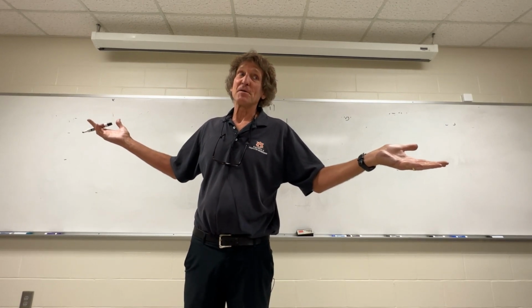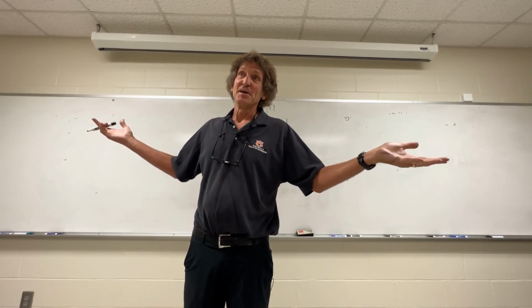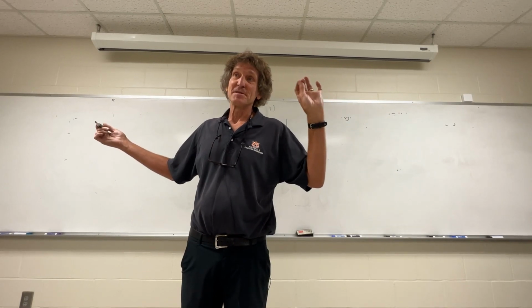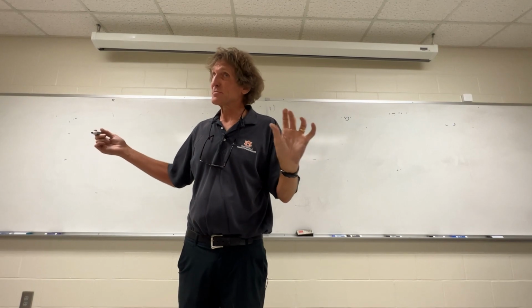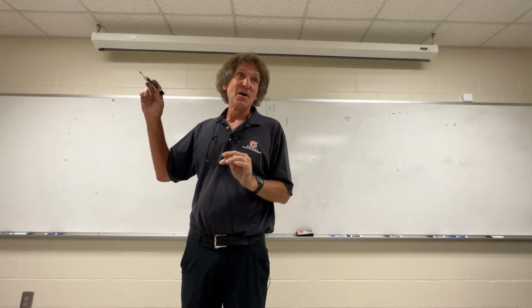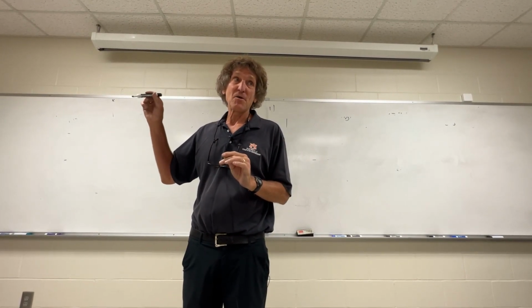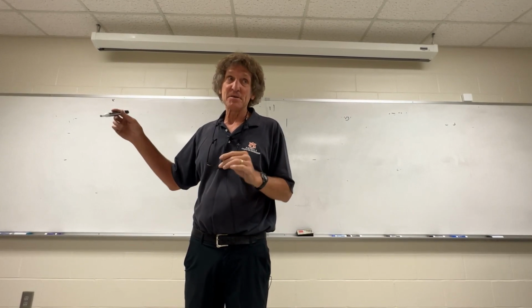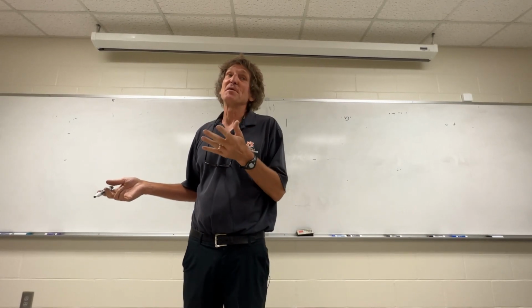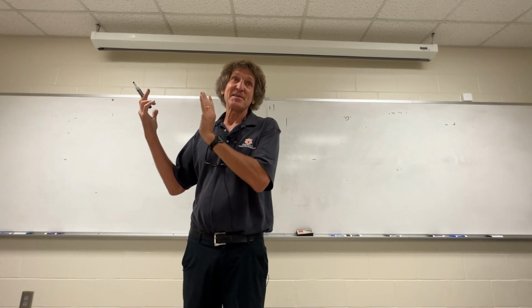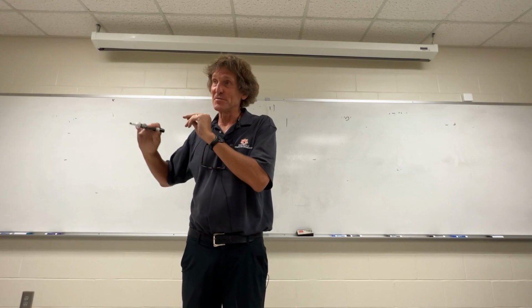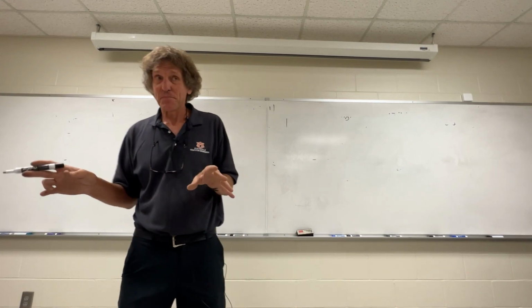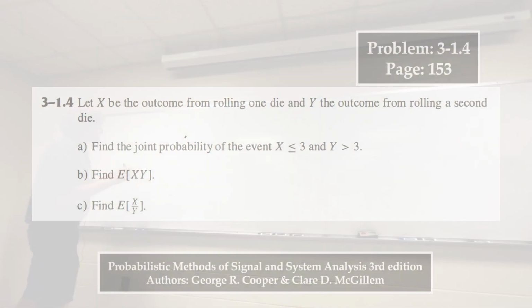Rayleigh is the easiest, by the way. Remember, the Rayleigh distribution is really R over sigma squared times the Gaussian, e to the minus R squared over 2 sigma squared. When you integrate that, you just get 1 minus e to the minus R squared over 2 sigma squared. Remember that? It was easy. We'll talk about that in a bit. Let's do this one.